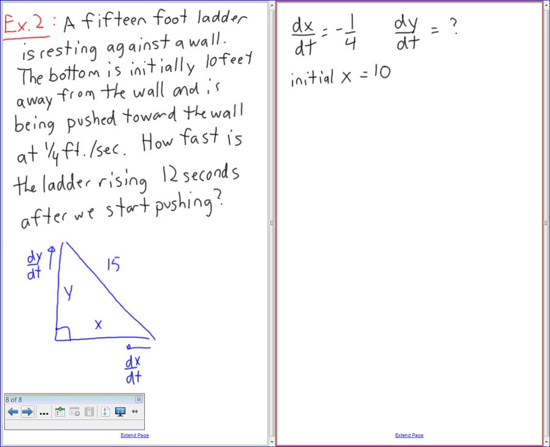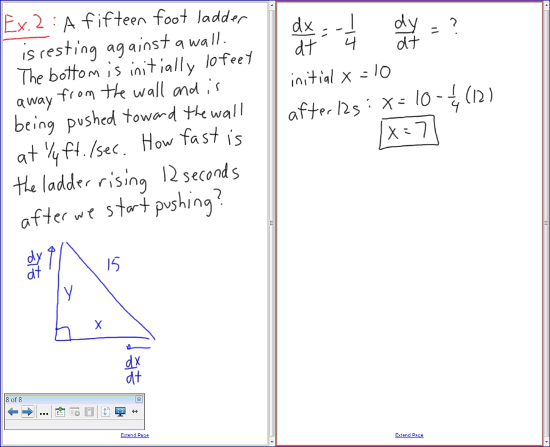And first of all, why do I need that? What would that give me? How'd you get that? Yeah. So after 12 seconds, good. After 12 seconds, x equals 10 minus 1/4 times 12, x equals 7. We're going to need that in a few minutes. You're good, Michael? Okay.